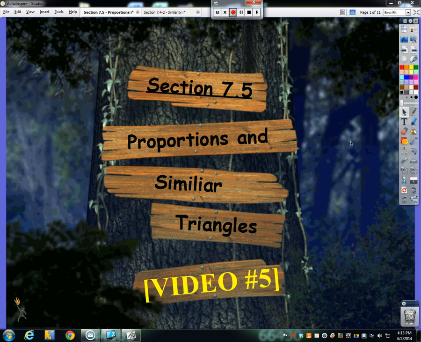Video number 5 is going to be our last video of this short chapter, and we're going to talk about some special relationships between similar triangles. You can think of them as some shortcuts, and then there's one in particular at the end that's just kind of a special case that pops up involving similar triangles.